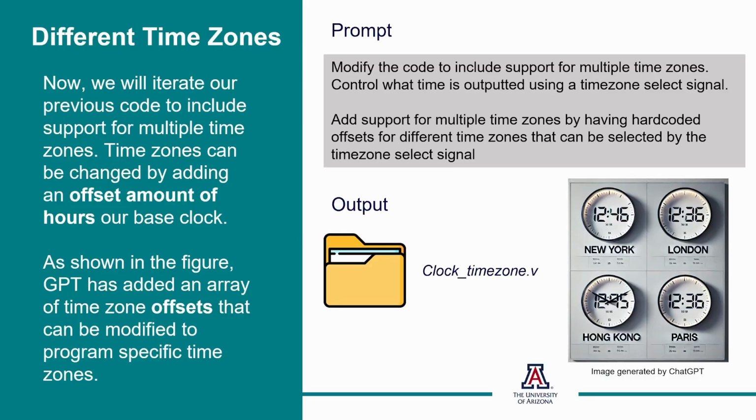Building on our initial clock module, we now introduce support for multiple time zones by modifying the clock to include an array of hard-coded time zone offsets. These offsets, representing hours, can be selected dynamically using a time zone select signal, allowing the clock to output time for specific regions. As shown in the example, GPT-generated code demonstrates how these offsets can be integrated, providing a flexible way to program time zone specific outputs. This enhancement highlights the iterative process of expanding the clock's functionality, setting the stage for even more user customizable features.